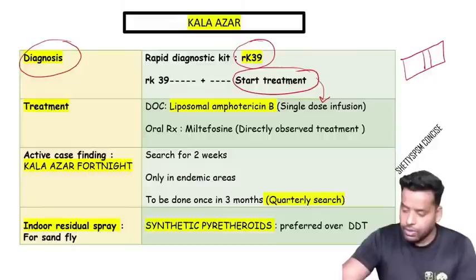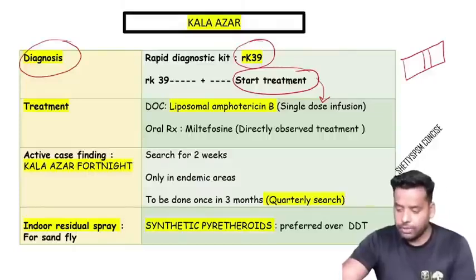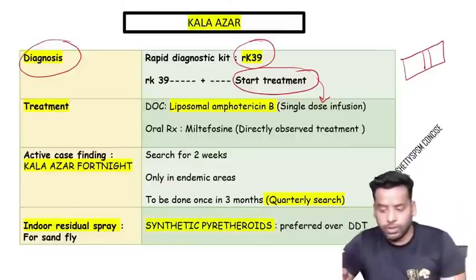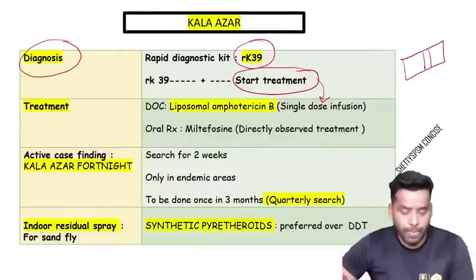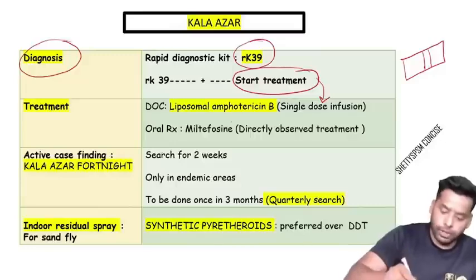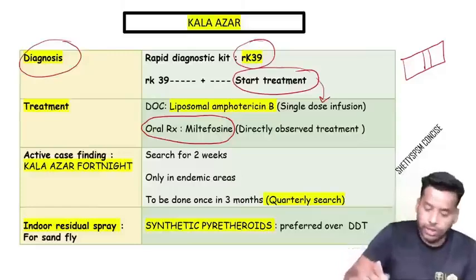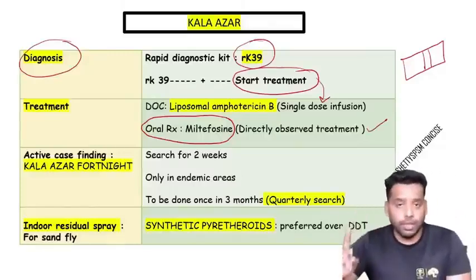What is the drug of choice? Liposomal amphotericin B, now as a single dose infusion. That is what WHO recommends, and what we follow in our country also. Miltefosine is not the drug of choice. Miltefosine is an oral drug, which is given under observation.